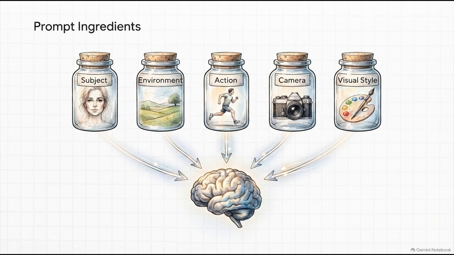Third, the action. What exactly is taking place on screen? Fourth is the camera. Are we tracking forward, panning around, or just sitting still? And fifth, the visual style. The AI literally needs this specific, detailed information to understand and execute exactly what's in your head.